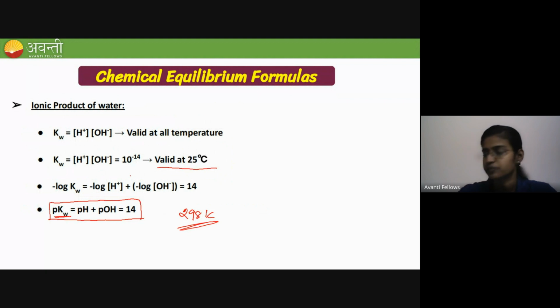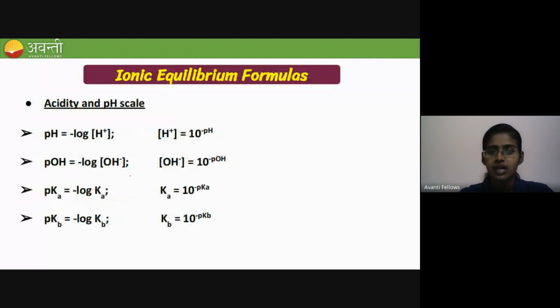Got it? Then coming to the ionic equilibrium formulas, as I have already told you, the pH part is very important. pH is equal to minus log of H plus concentration and pOH is equal to minus log of OH minus concentration. These two formulas are important.